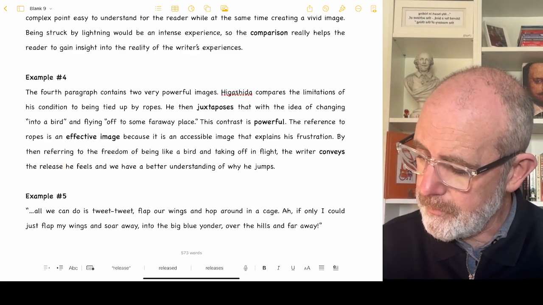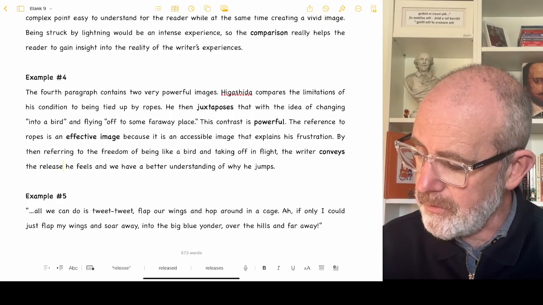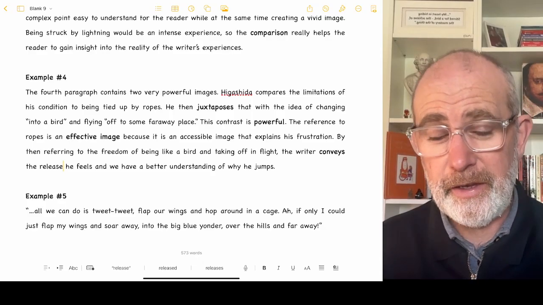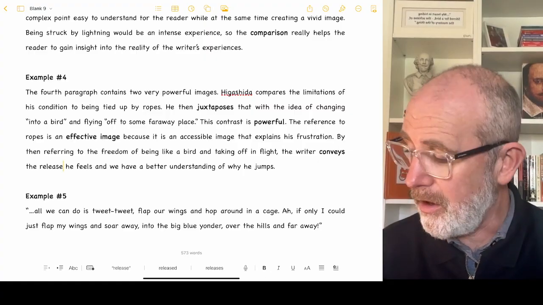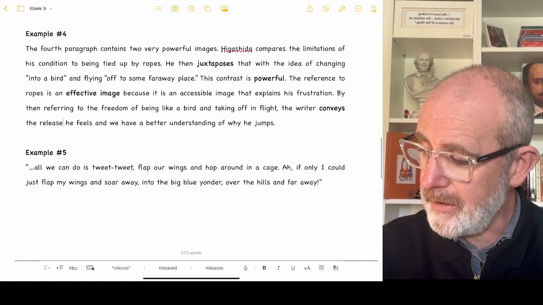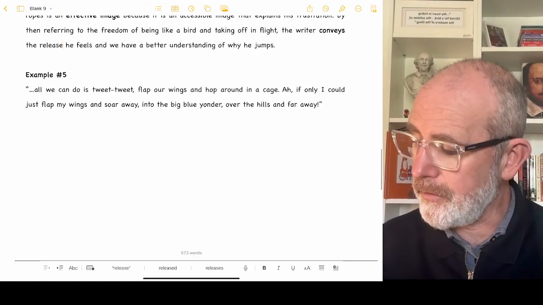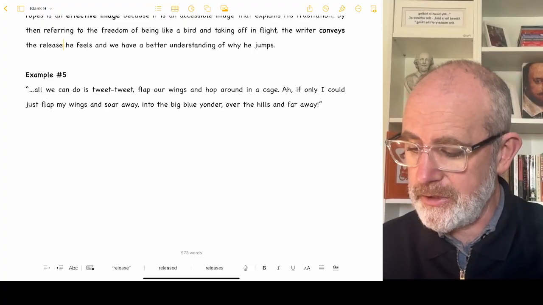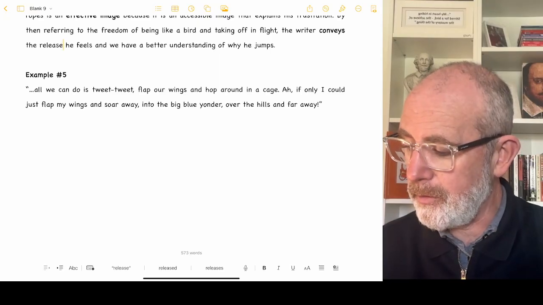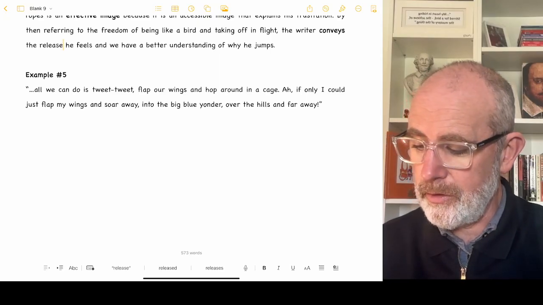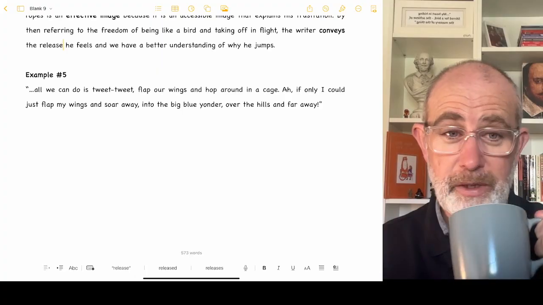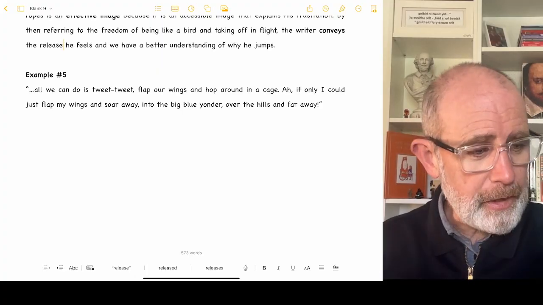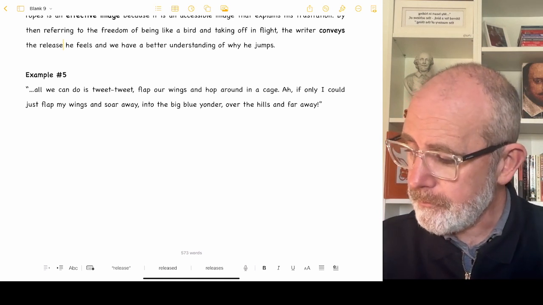The writer conveys the release he feels, and we have a better understanding of why he jumps. Now, if you want to add in, and this is why I enjoy the passage, you can, but I think that's already there. And then finally, example number 5: all we can do is tweet, flap our wings around in a cage. If only I could just flap my wings and soar away into the big blue yonder and the hills far, far away. Brilliant example of writing, excuse me. Again, we're not going to use the whole thing.